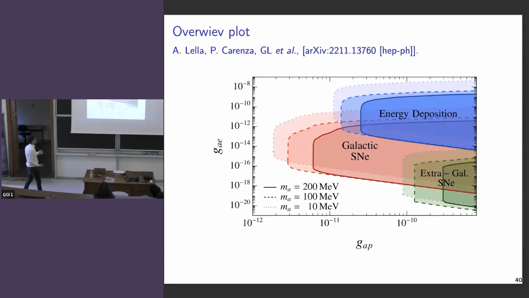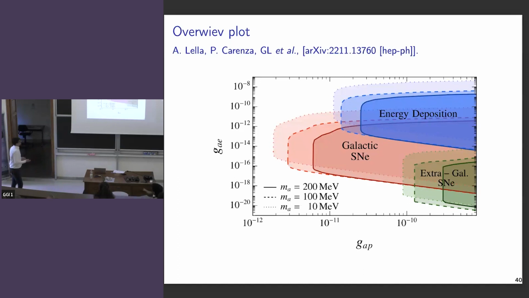So here you can see now an overview of the bound on the axion-electron coupling as a function of the axion-proton coupling obtained using the 511 keV line. You can see that we can exclude a wide range of the ALP parameter space. And for even larger values of the coupling, the parameter space can be excluded using the supernova energy explosion argument that I described before for axions interacting with photons.